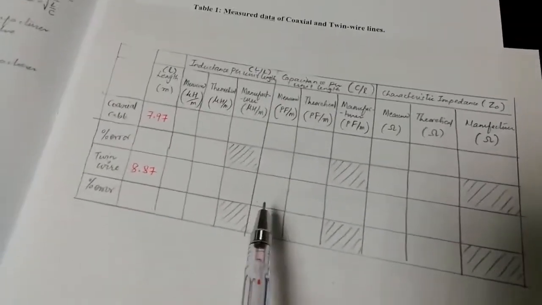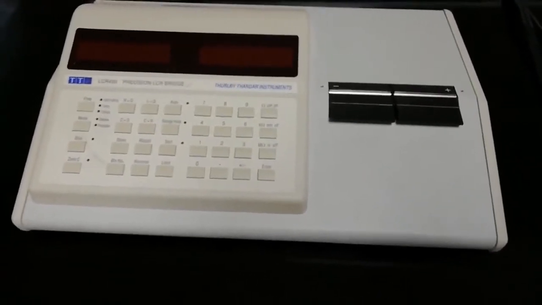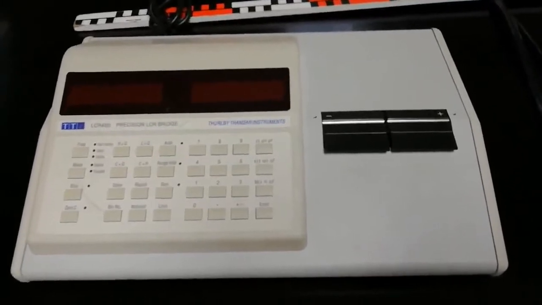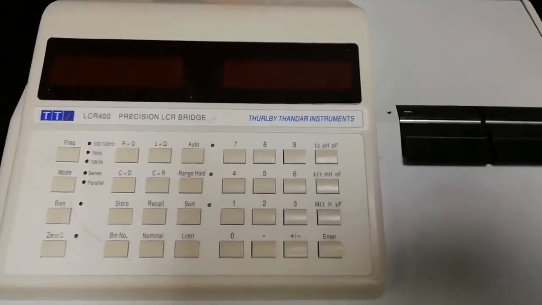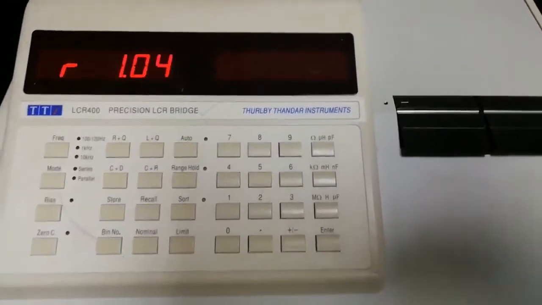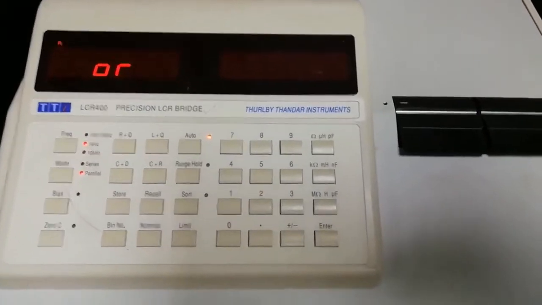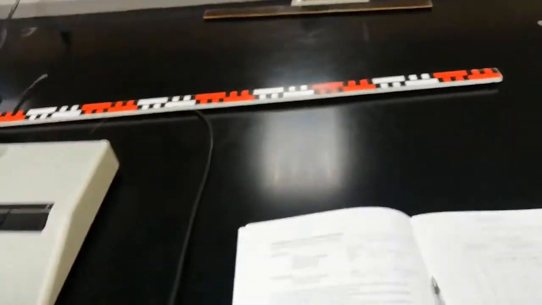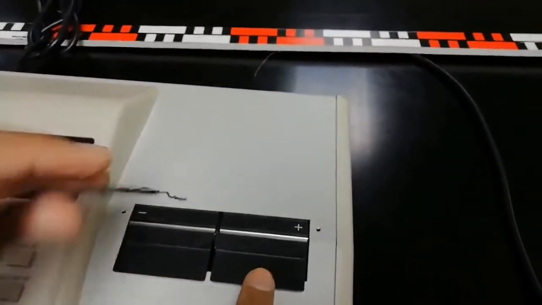Now how are we going to measure? So let's come here. This is the equipment that we are going to use to measure the capacitance and the inductance per unit length of our coaxial cable. This is called an LCR meter, which can measure the inductance, capacitance as well as resistance. We are going to use auto mode, and this is our first, which is the twin wire. We are going to connect this twin wire's conductors here.